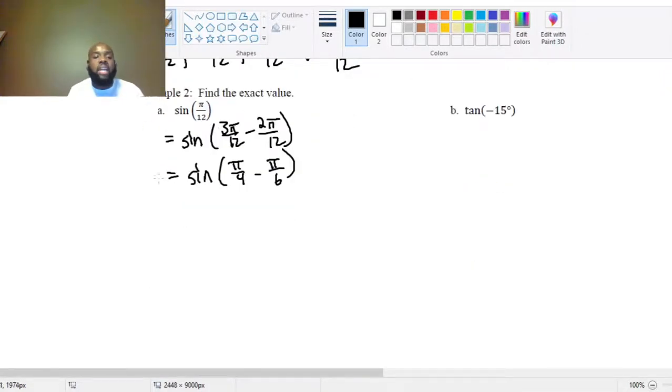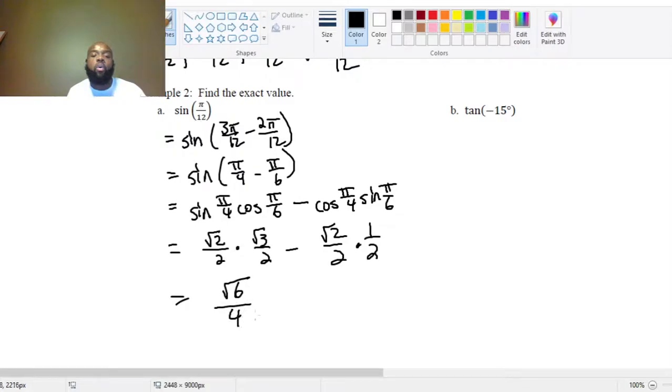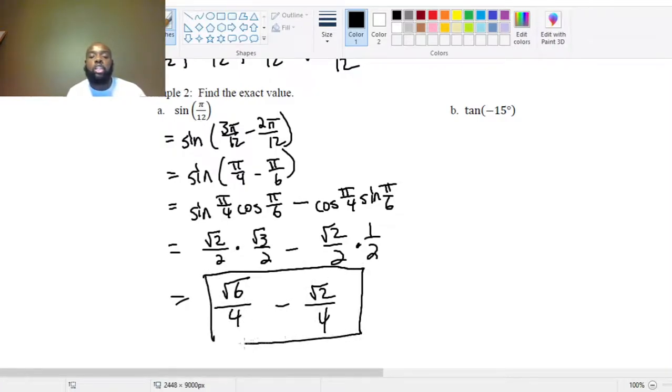And so this is going to equal sine alpha, or pi over 4, cosine pi over 6, minus cosine pi over 4, sine pi over 6. And then now we can evaluate our trig functions. Square root of 2 over 2 times square root of 3 over 2 minus square root of 2 over 2 times 1/2. And so we get square root of 6 over 4 minus square root of 2 over 4. And that is what our trig function equals here. That's the sine of pi over 12.